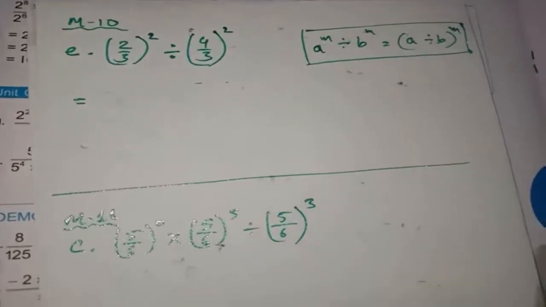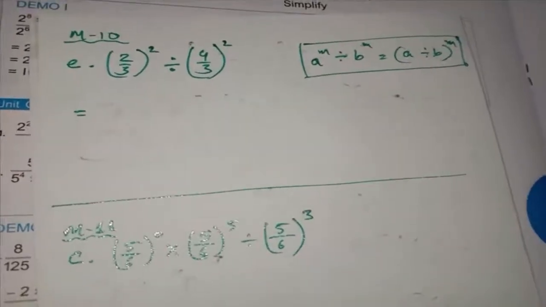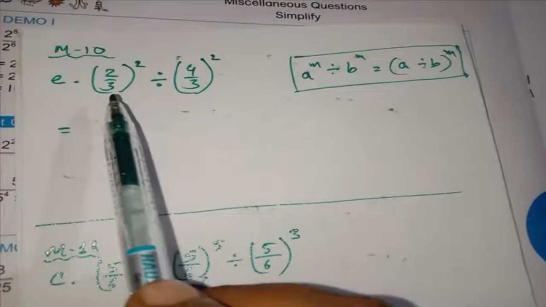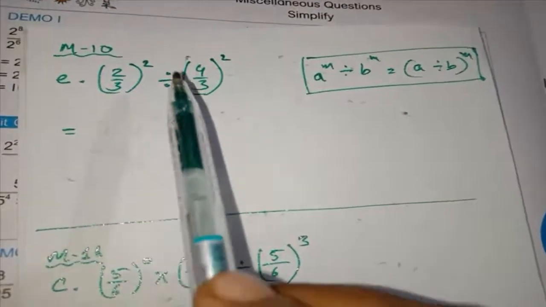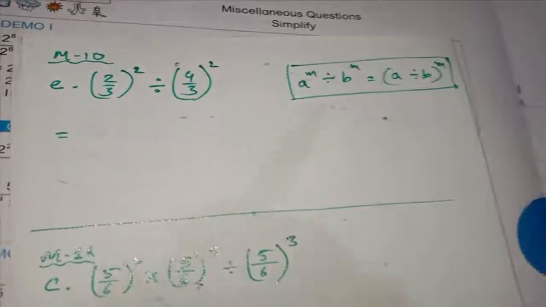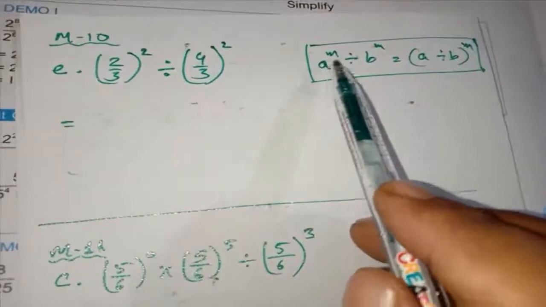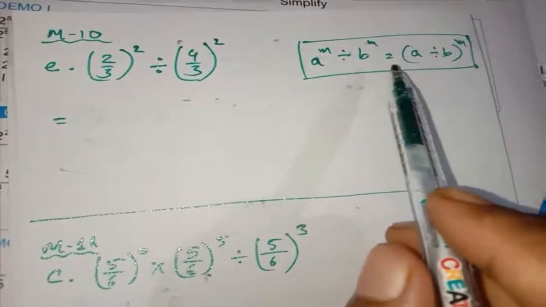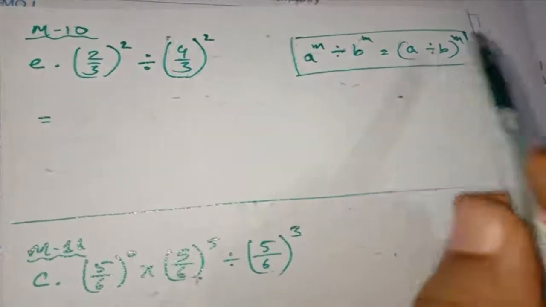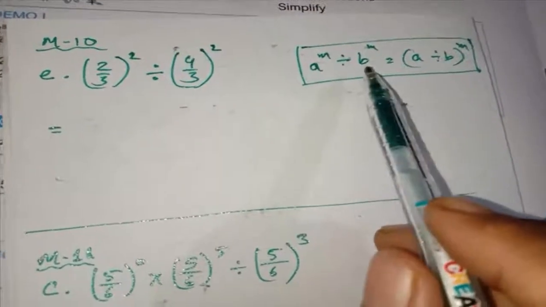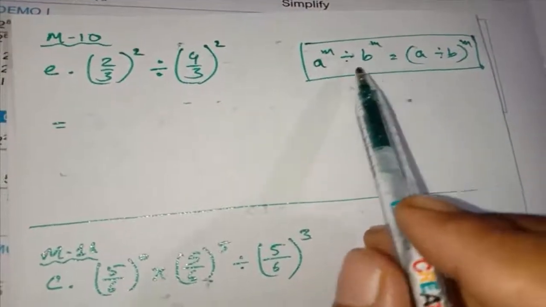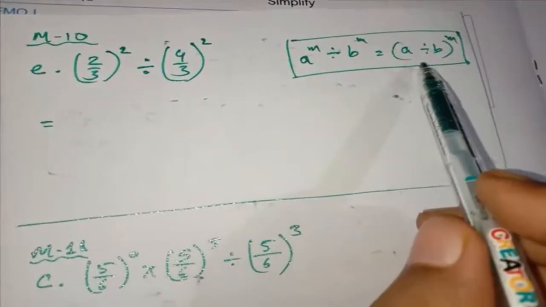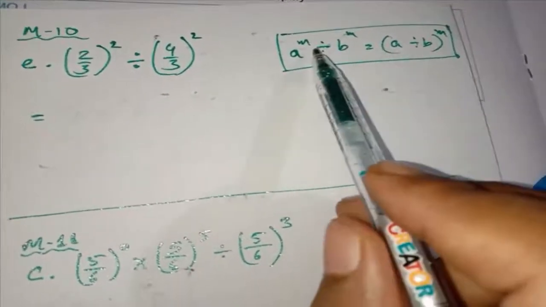Now let us consider question number E of module number 10. 2 by 3 whole to the power 2 divided by 4 by 3 whole to the power 2. We are going to use this formula here: a to the power m divided by b to the power m equals a divided by b whole to the power m. If the bases are different but the exponents are the same, then we can do the operation directly within the bracket and put the same exponent on the top.